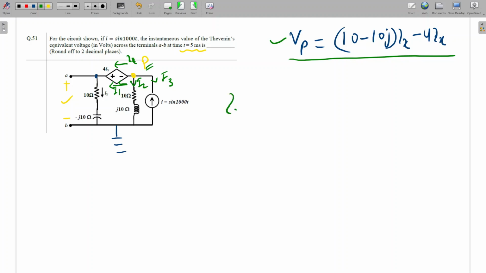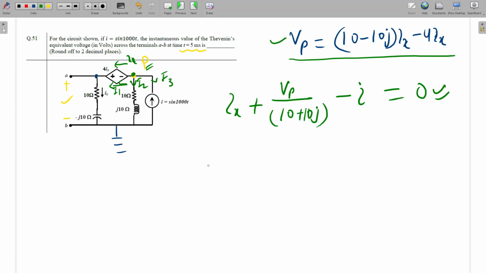So I1 is Ix, and what is the value of I2? I2 is equal to Vp by (10 minus 10J), so I2 will be Vp by (10 plus 10J). This will be the I2 current, and I3 will be minus I, and the sum is equal to 0. Is this equation clear to all? KCL at this point P. Now I'm going to write the value of I. What will be the value of I?